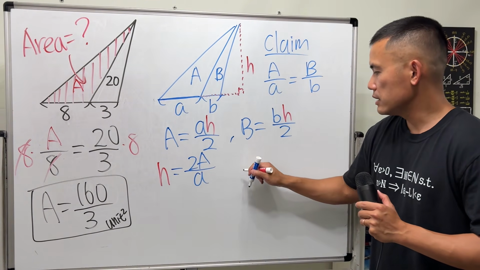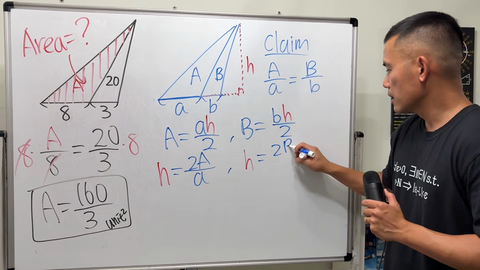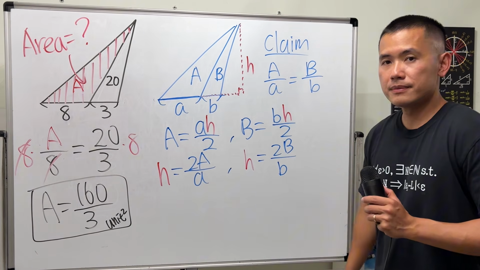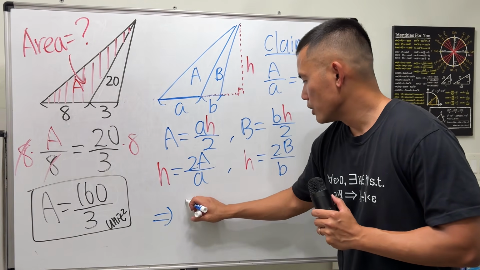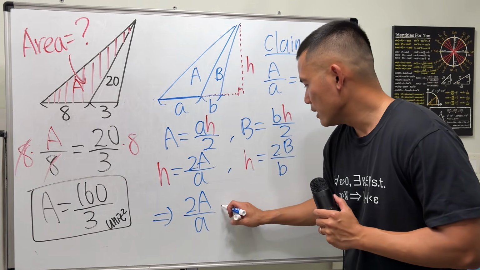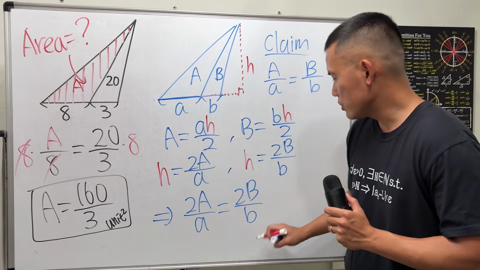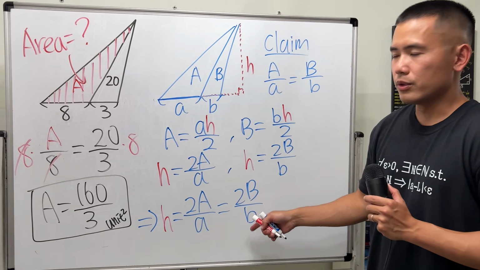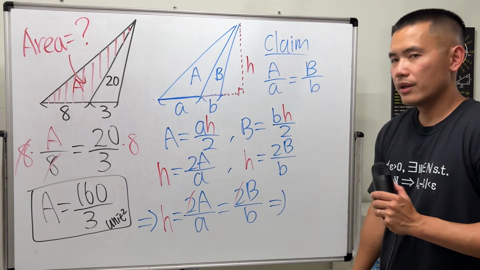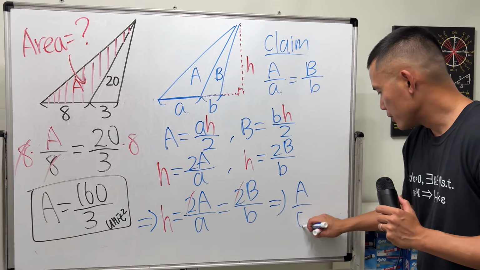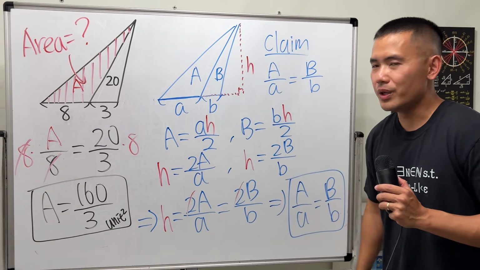And then right here we can see that h is equal to 2 times B over little b. Well, since both of them are h, we conclude that 2 times A over little a is equal to 2 times B over little b, because both of them are equal to h. And of course we have 2 on both sides. We can just divide both sides by 2, reduce that. So, ladies and gentlemen, capital A over little a equals capital B over little b. And that's exactly what we used over there.